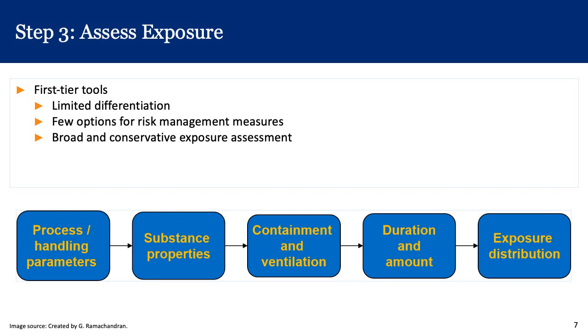Third, we start using our first tier tools, and these can be the rules of thumb that we have discussed earlier, and they provide us very broad and conservative exposure assessments. So the chain on this slide shows that we need to understand the process and handling parameters and substance properties. We need to know the containment and ventilation processes that are in effect, the duration of tasks and the amount of contaminant being used. And finally, we end up with an exposure distribution.